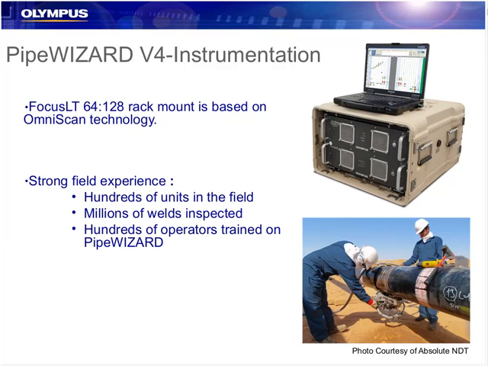We use a standard FocusLT 64:128. So if you know our product line, the hardware architecture of this is very similar to a product we sell a lot of times just for general weld inspections or industrial applications. The main difference is this obviously needs to be ruggedized. It needs to operate in very harsh environments. So in the next couple of slides we'll look in more detail at some of the casing and some of the protection put on the unit.